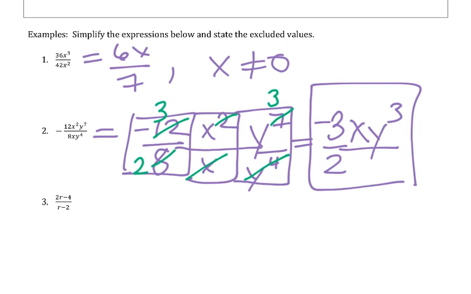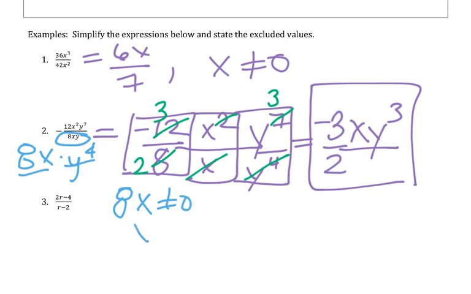For excluded values, we go back to the denominator, and we think about the factors. And I have essentially two basic factors here. I have 8x and I have y to the fourth. If I don't want my denominator to be 0, 8x can't be 0 and y to the fourth can't be 0. So I'm going to write 8x cannot be 0. I'm going to divide both sides by 8 and I get x cannot be 0.